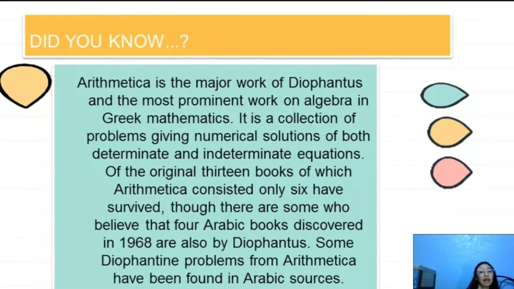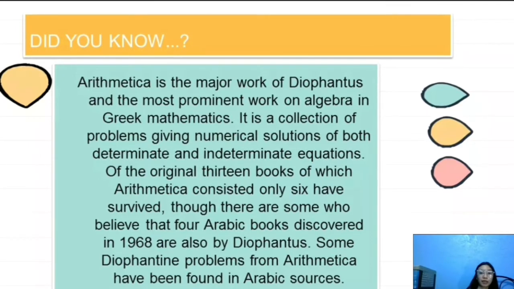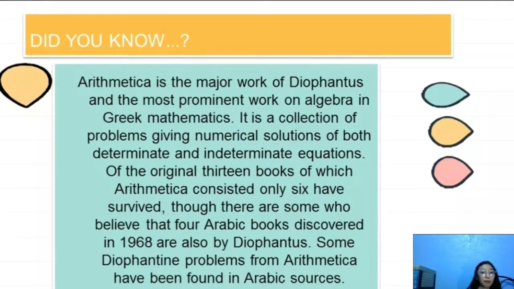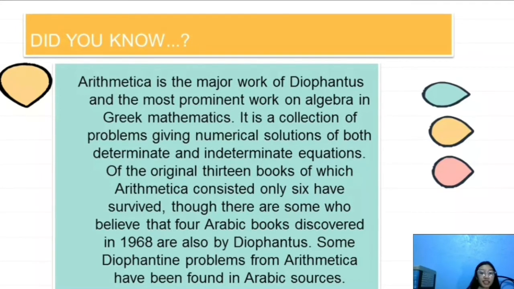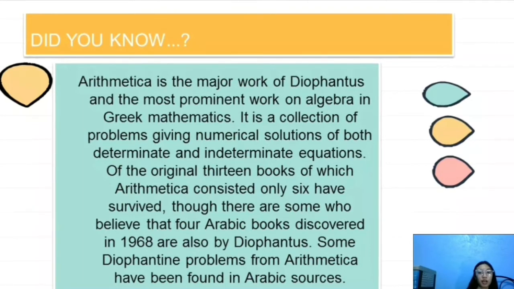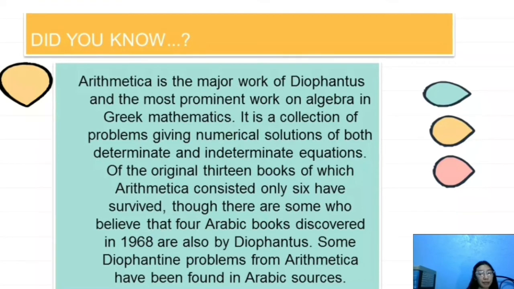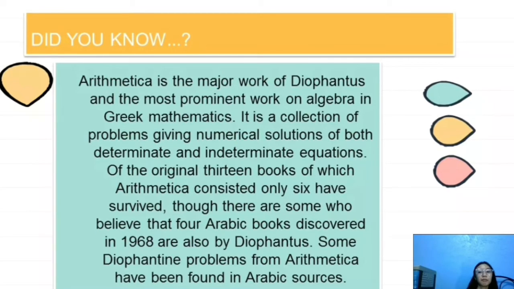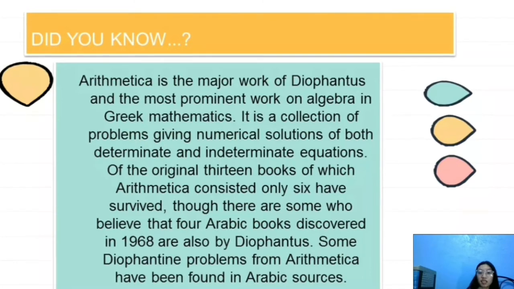Did you know that Arithmetica is the major work of Diophantus and the most prominent work on algebra in Greek mathematics? It is a collection of problems giving numerical solutions of both determinate and indeterminate equations. Of the original 13 books of which Arithmetica consists, only 6 have survived.